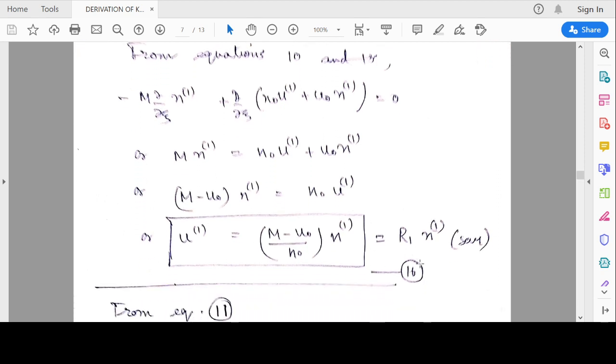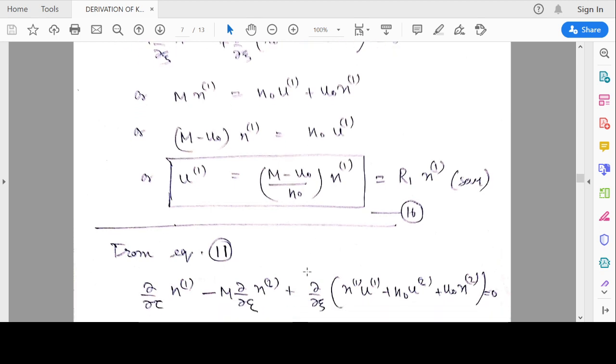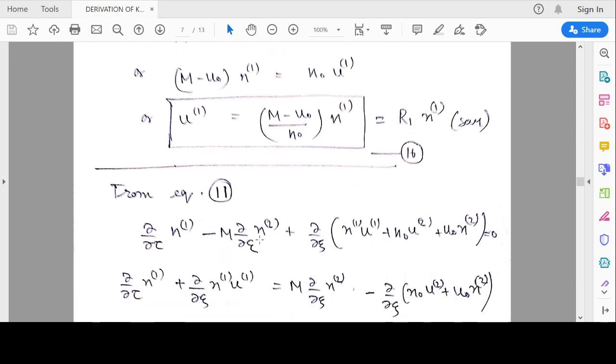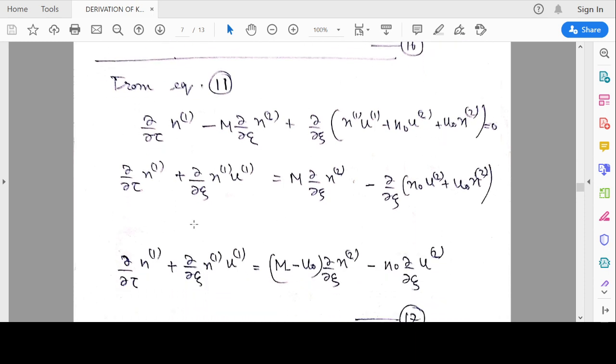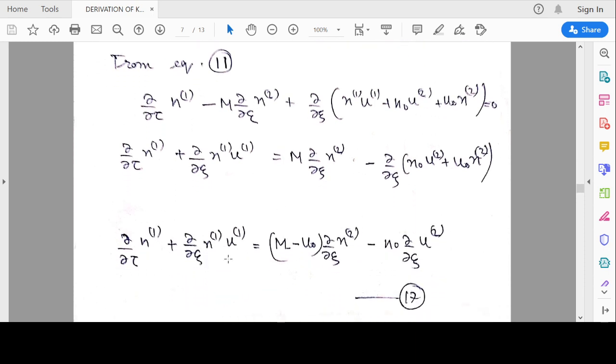Suppose we call it rn1. Similarly from equation 11, that is for the higher order in the continuity equation, we get this expression. Now to simplify, we just take the first order terms on the left hand side and the second order terms on the right hand side. This is done in order to eliminate the higher order terms.